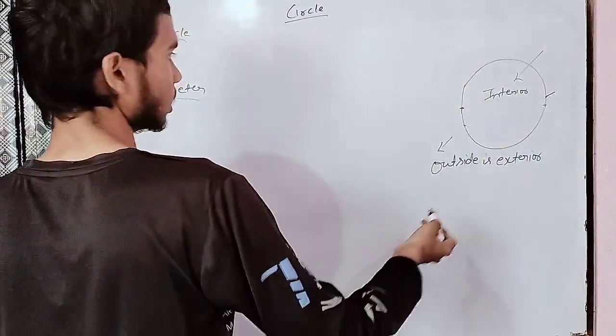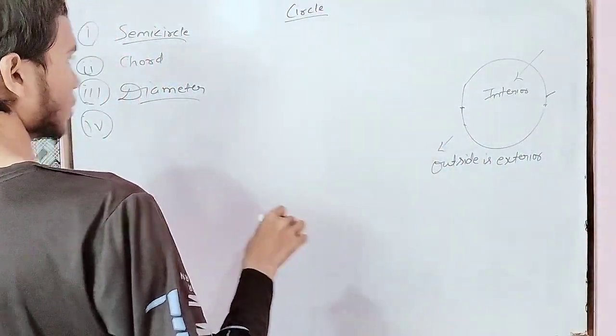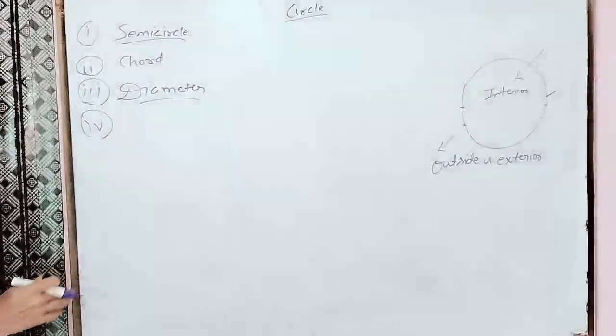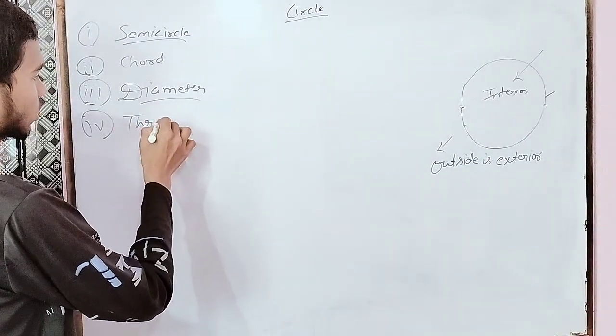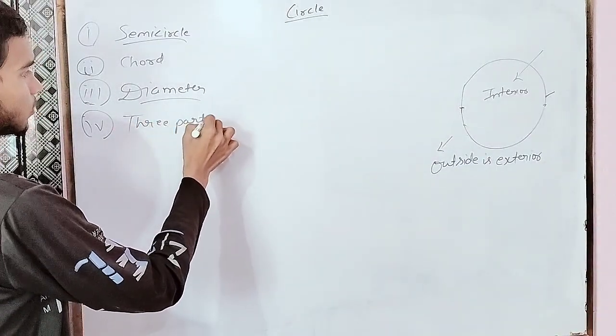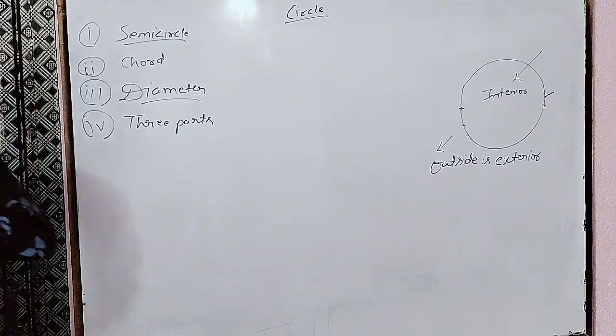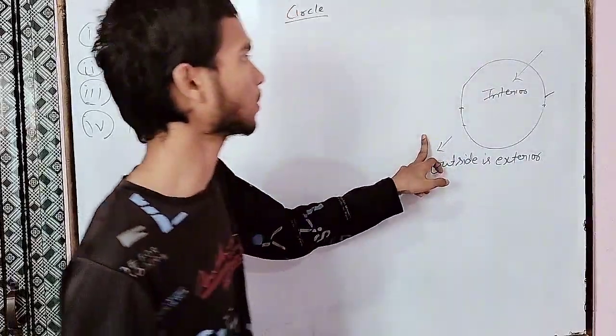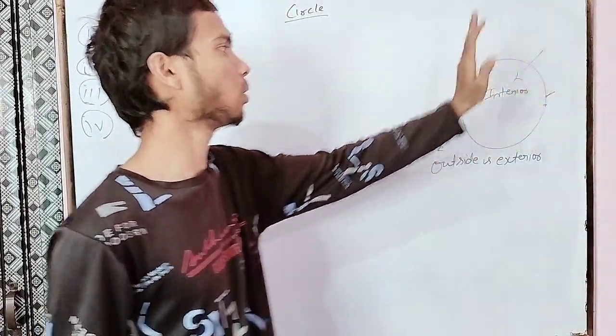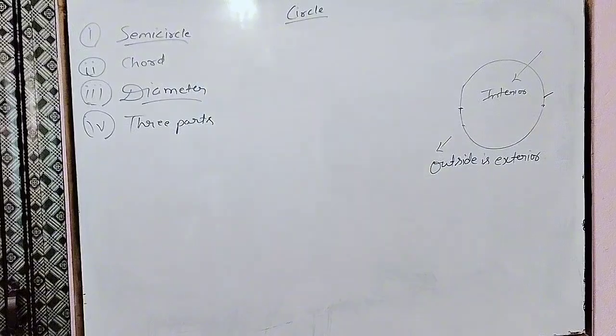So there will be three parts which a circle divides on the plane. Three parts. Kishan was asking how many parts can be divided by a circle on a plane. So you can see this one part, this is the second part, and third is on the circle.